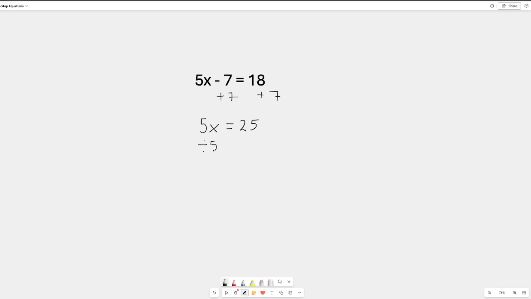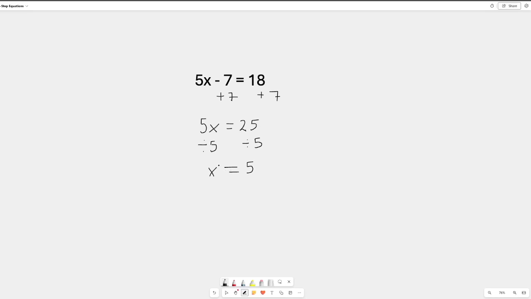We're going to divide by 5 here. We're going to divide by 5 here. There we go. And we are left with x by itself because we got rid of the 5. And we are going to be left with what's 25 divided by 5? 5. There we go. So x equals 5, and that is our final answer.